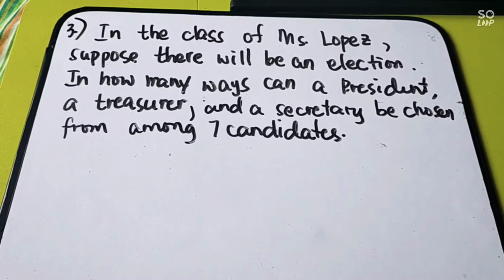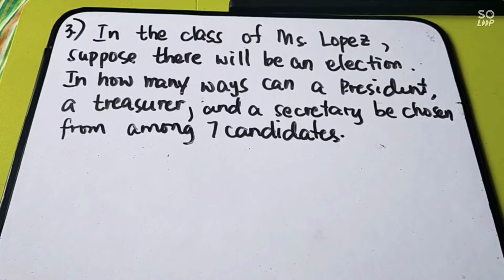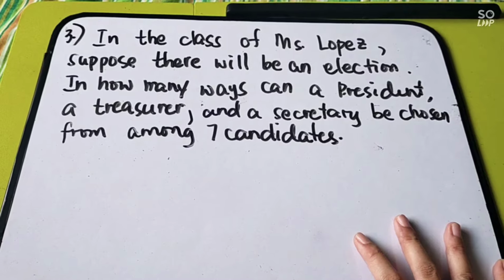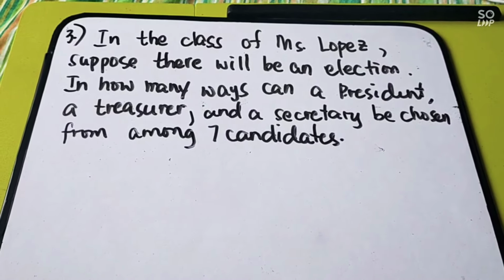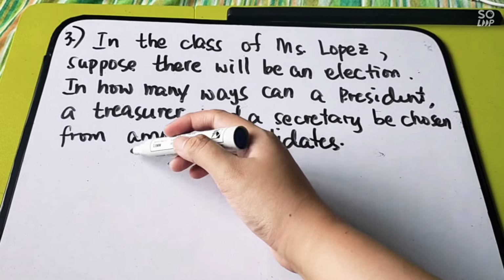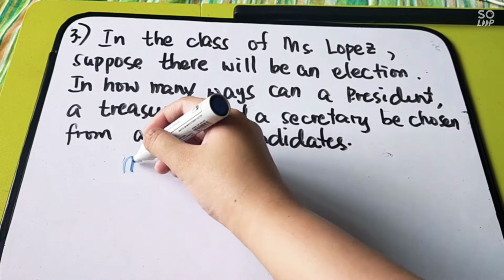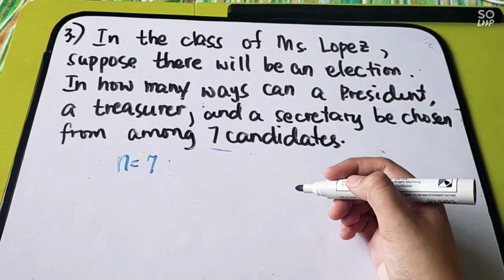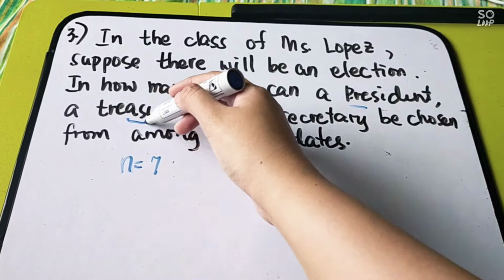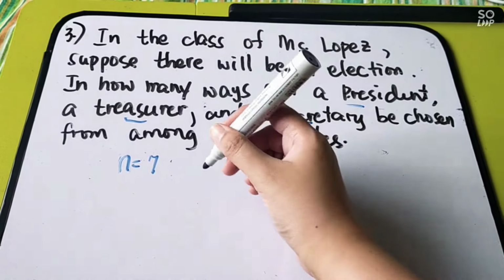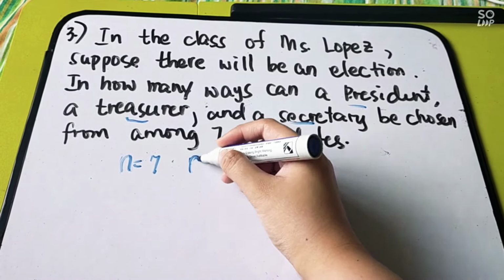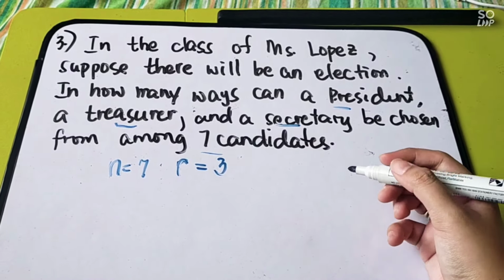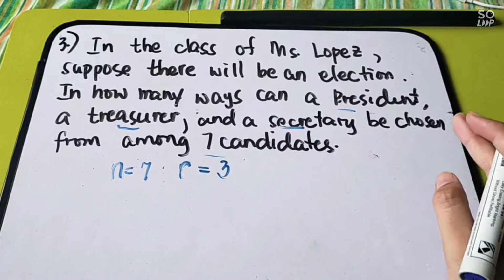In the class of Miss Lopez, suppose there will be an election. In how many ways can a president, a treasurer, and a secretary be chosen among 7 candidates? So, our involved objects here, our n is 7 candidates. And then, choose lang tayo ng ilan. We have president, treasurer, and secretary. So, 3 lang ang ating pipiliin. We are going to take 3 students only or 3 candidates. So, ilang beses daw sila po pwede?